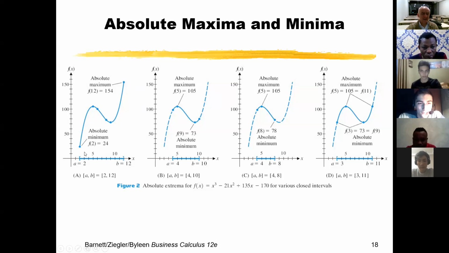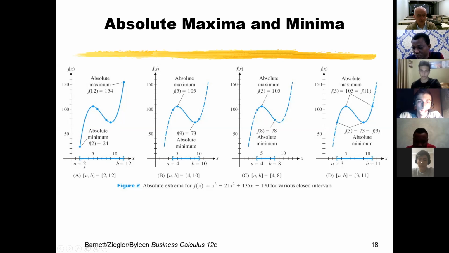Very good question, Luca. If we have here an open interval, it means point 2 is not included, and the value of the function at this point is not defined. We can't have an absolute minimum at this point because we don't know what this absolute minimum is. In this case, we don't have absolute minimum, because we can't define it.